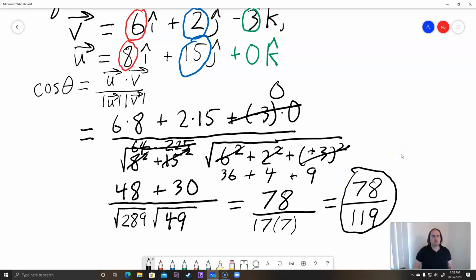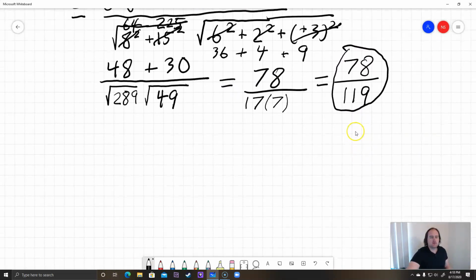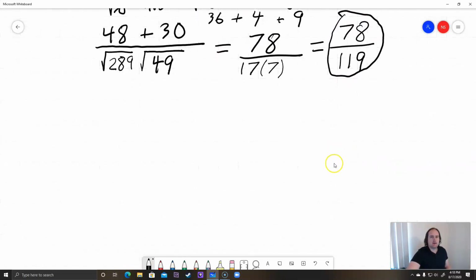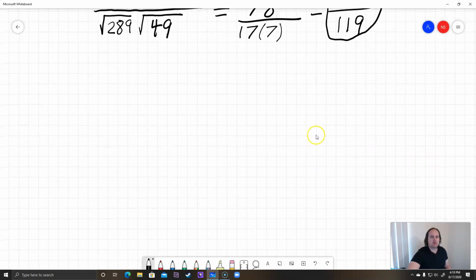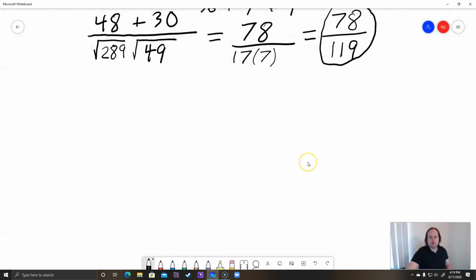Alright, so that's the cosine of the angle between two vectors. And now I wanted to write some more formulas involving the dot product. So, more formulas.